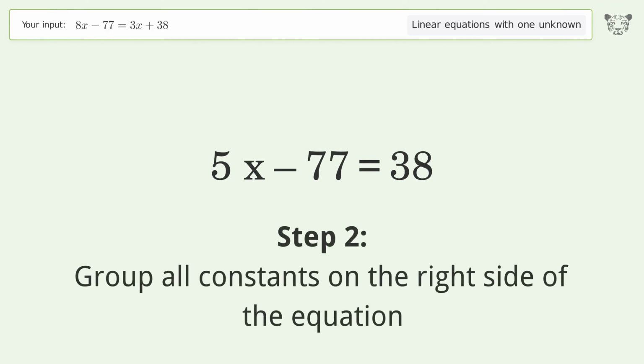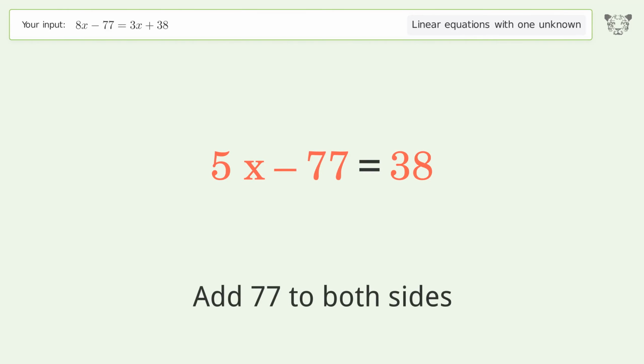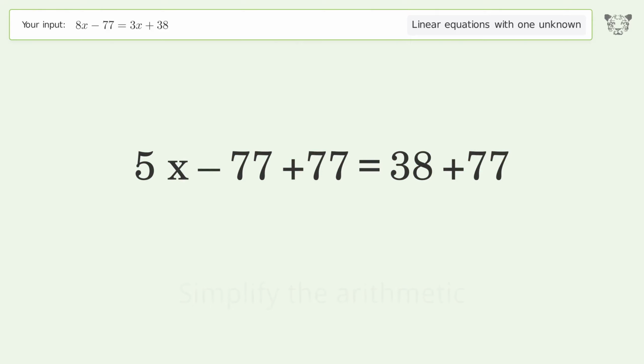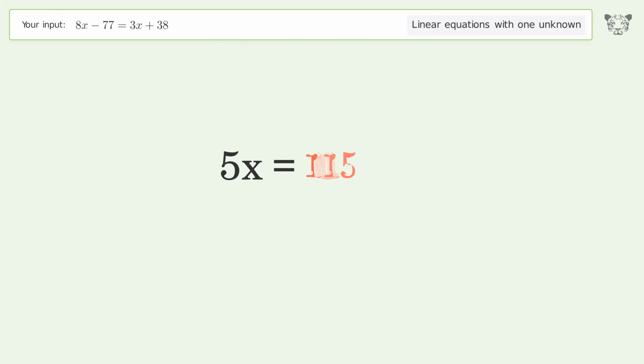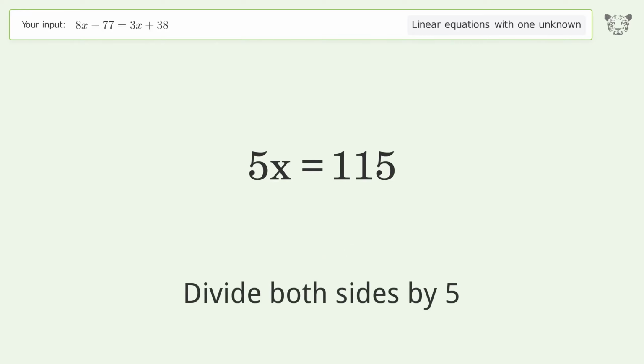Group all constants on the right side of the equation. Add 77 to both sides. Simplify the arithmetic. Isolate the x. Divide both sides by 5.